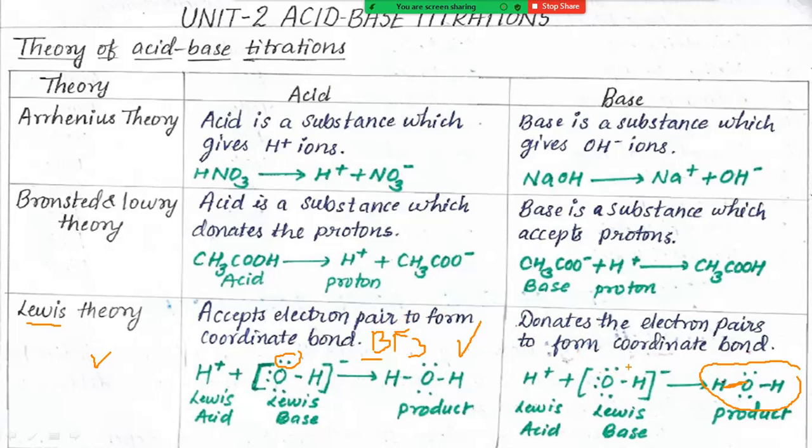In the same way, there are a few other examples for Lewis bases, such as ammonia, NH3, and NO3 minus, that is the nitrate ion. Actually NH3 is a base which is not explained by the Arrhenius theory, right? Arrhenius theory is not explaining this NH3 base. But Lewis theory can easily explain the NH3 compound as a base, which will be donating the lone pair of electrons and forming a coordinate bond.